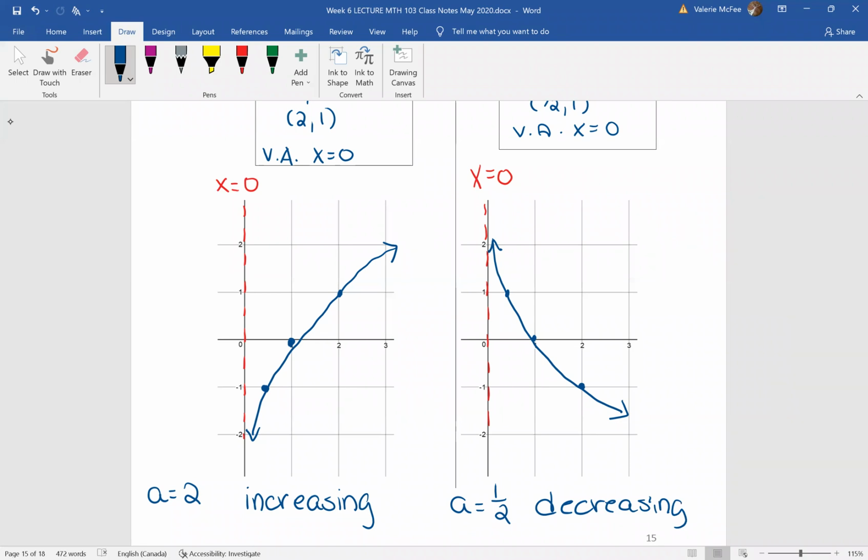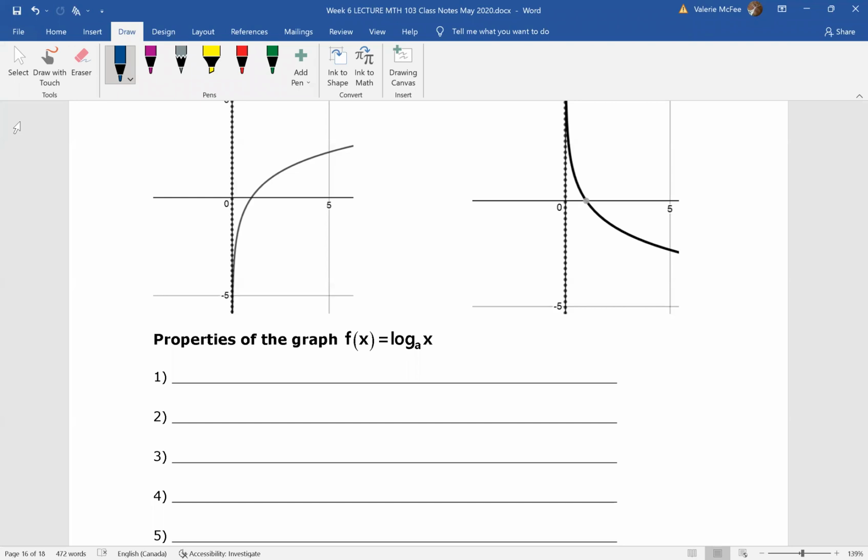What we want to look at now are the properties of our log function graphs. Can you take a minute and write down as many similarities that you can find between these 2 graphs? So you hopefully saw that they both have a vertical asymptote at x equals 0. They both have the same x-intercept at the point (1, 0). They both had the same domain and range.